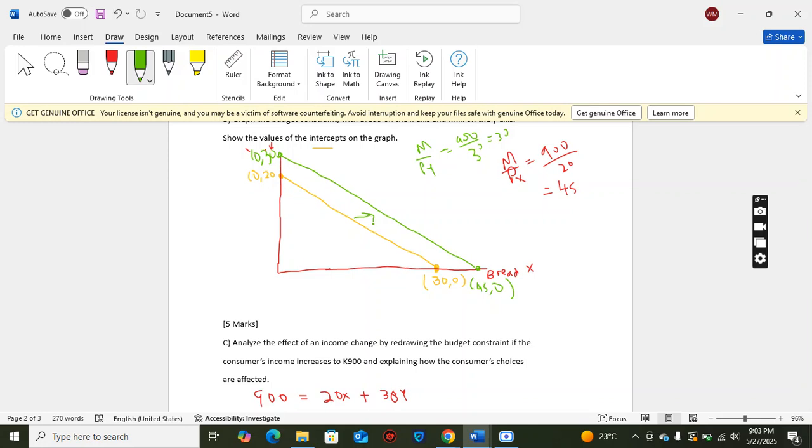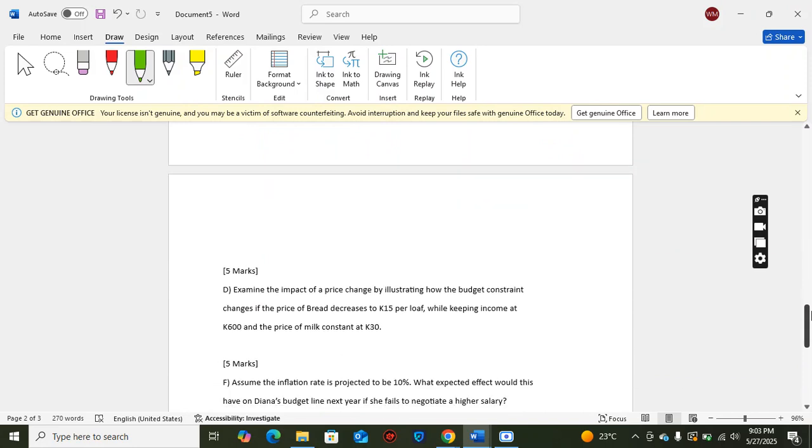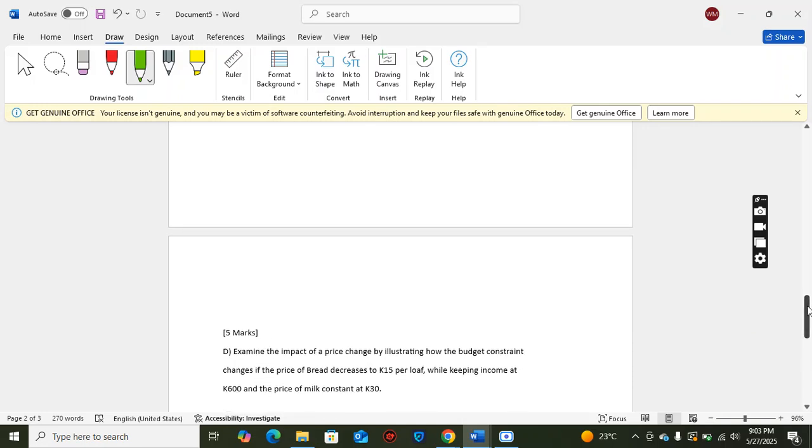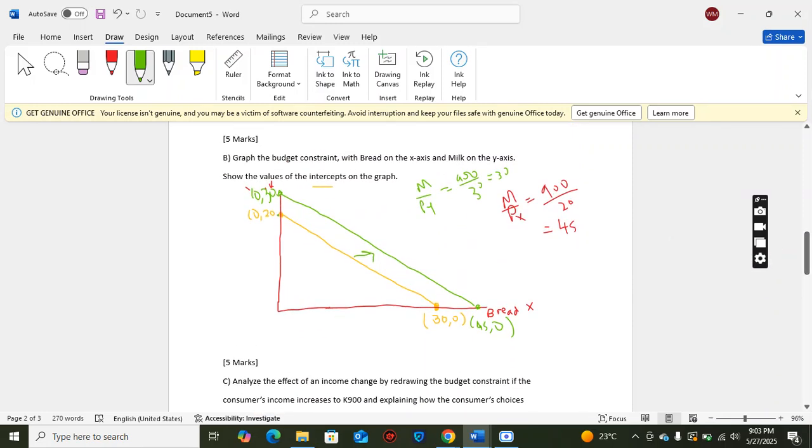Any questions? What is the income effect? What is the income effect? No, no. The definition.